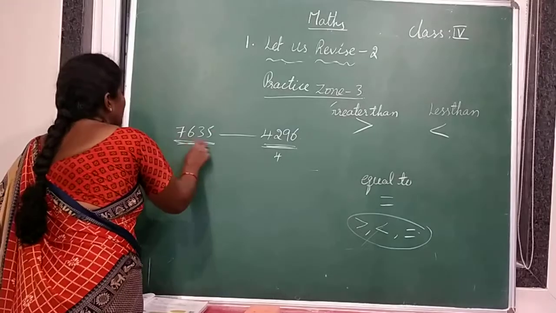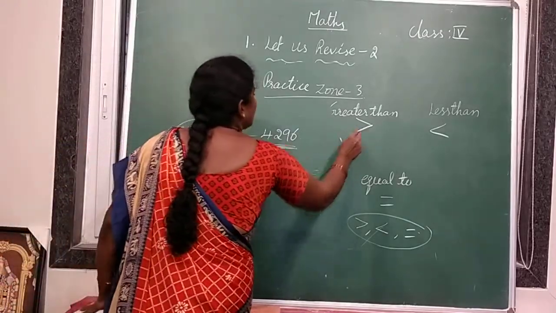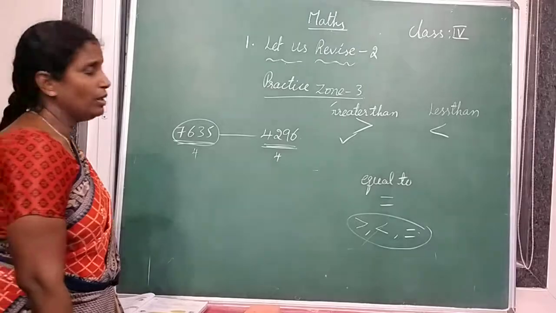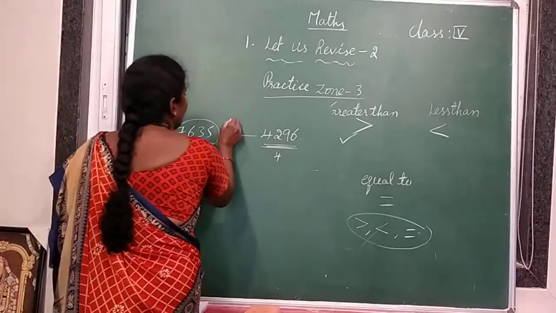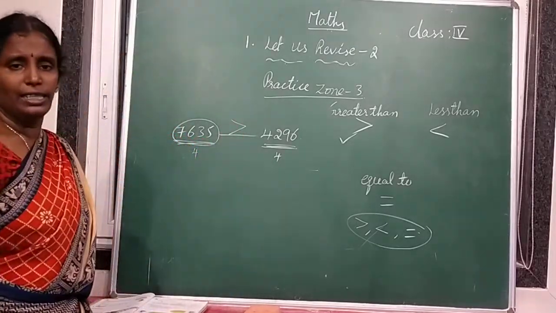That means it is in first place and this is in second place. If the first number is greater, then we have to use greater than symbol. Understood? If the first number is greater, then we have to use greater than symbol.